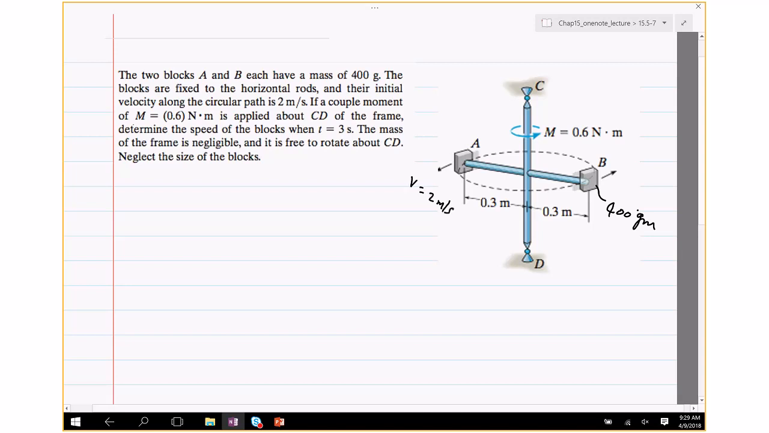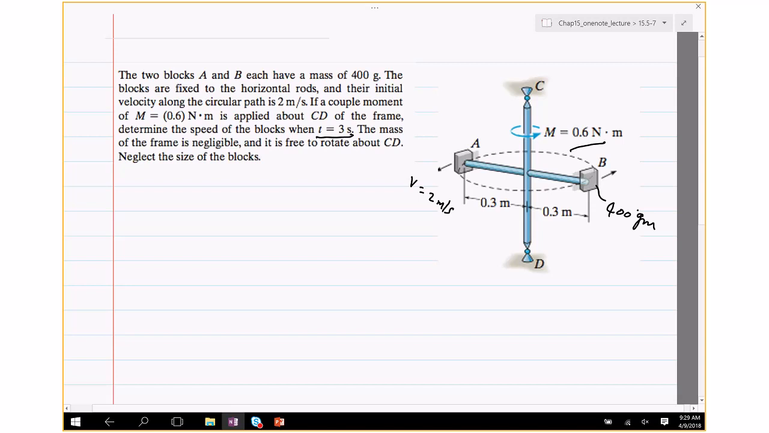If a couple moment M equals 0.6 Newton meters is applied about CD of the frame, determine the speed of the block when time t is 3 seconds. The mass of the frame is negligible and it is free to rotate about CD. Neglect the size of the blocks.